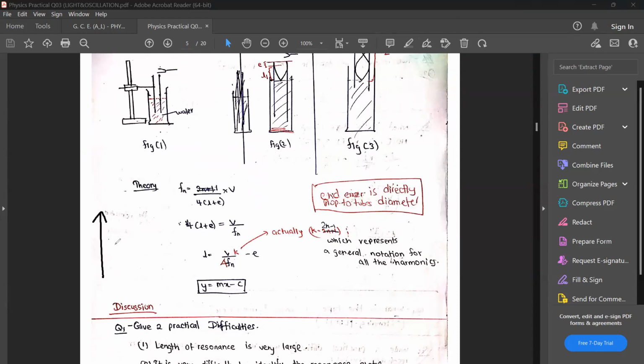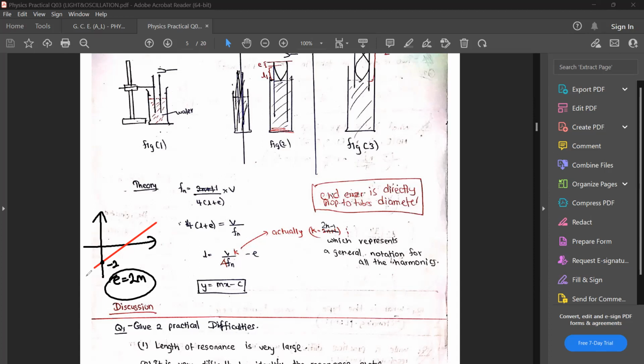Now, to draw the graph, actually it should come like this. You get something like this because you have a negative y-intercept. And let's say here you have a value called minus 2. Then the end correction is equal to 2 meters, whatever the unit you use. So we can directly say the y-intercept is equal to the end correction.